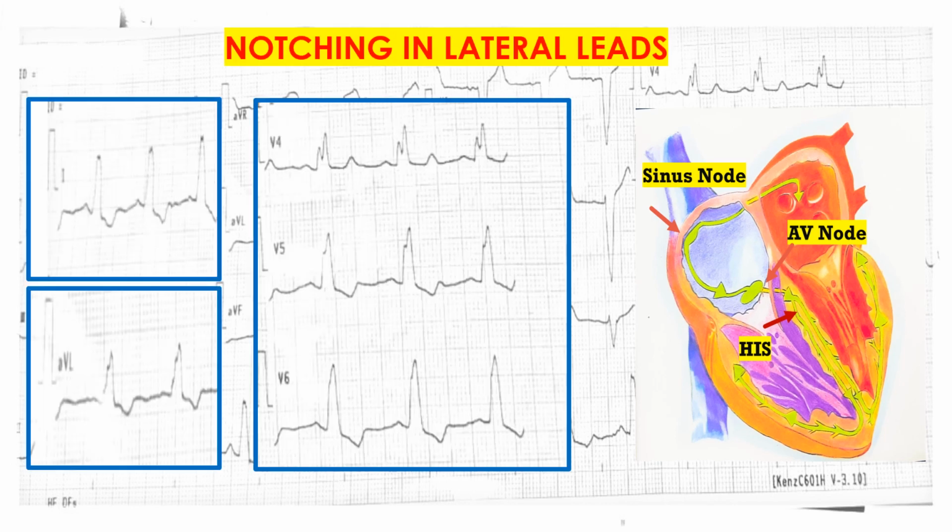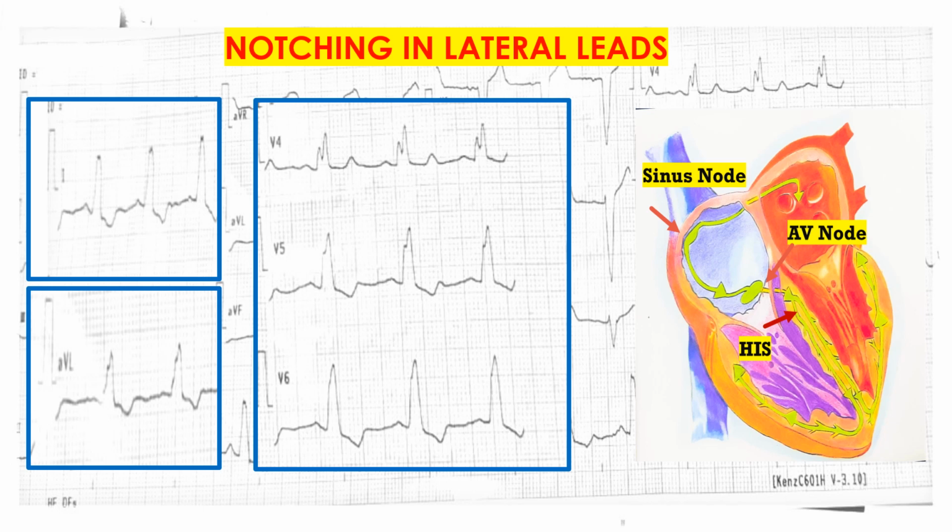Notching in the lateral leads. Again the same concept is applied. You can see the notching in lead V4 and lead V5 and a hint of notching in lead V6, and we can also see it in lead I and aVL. So these are the same leads which are representing this area, and now let's look into why the notching occurs.